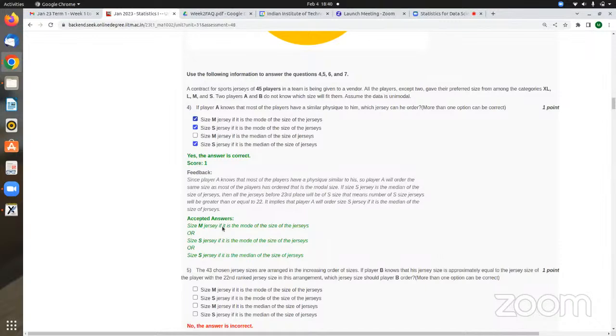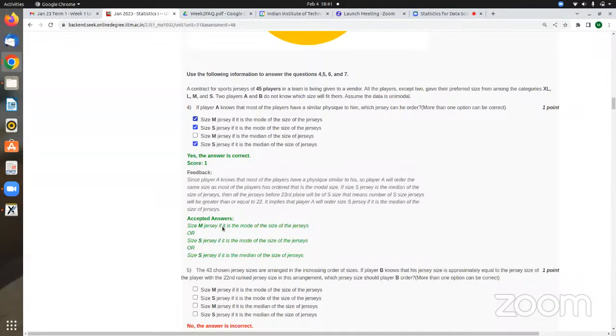When I say S as median, then there is no second thought to it. But when I say medium size as the median, then in that case we'll have a lot of other cases also, right? Where M can start from the 23rd point, or it can start from the 10th player onwards to, let's say, the 40th player. Then it will be mode also and median also.